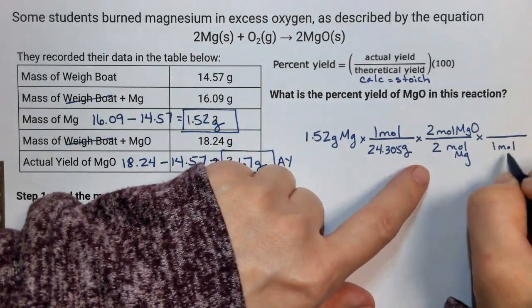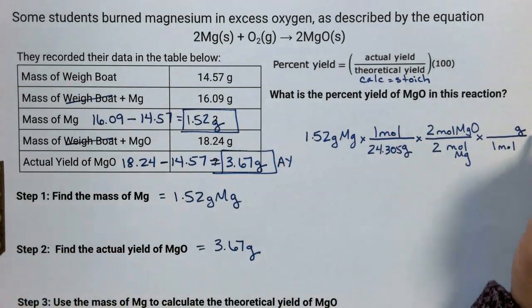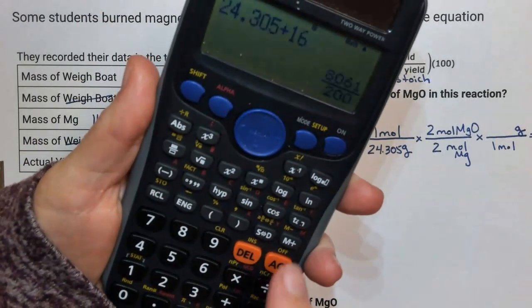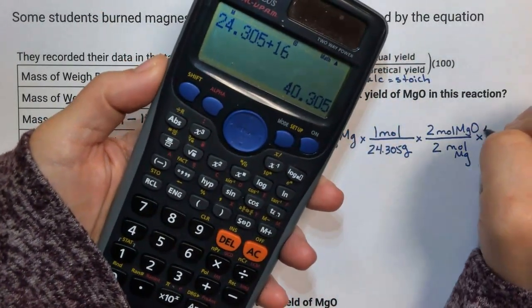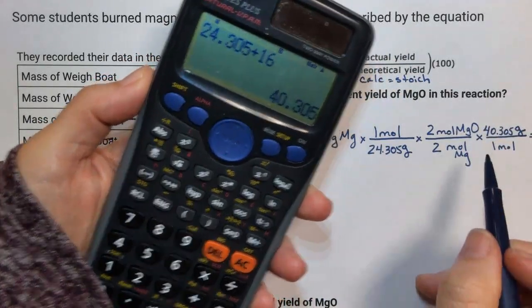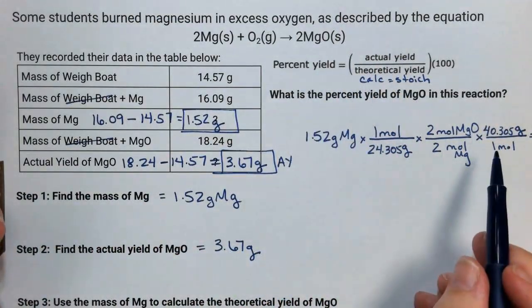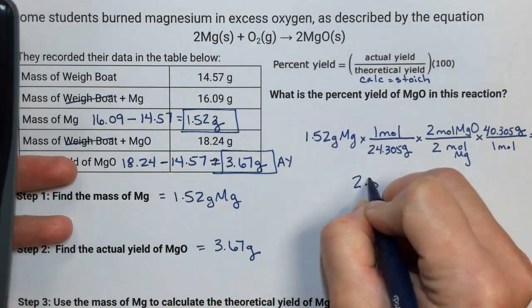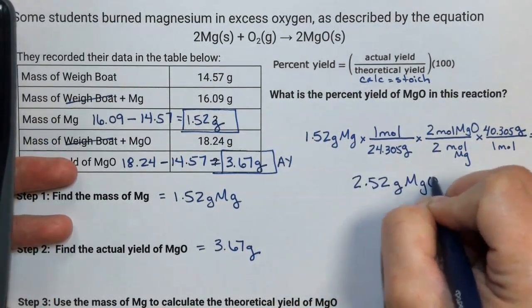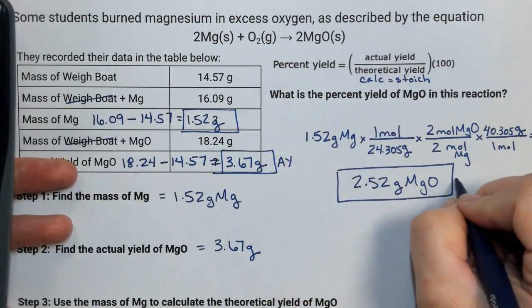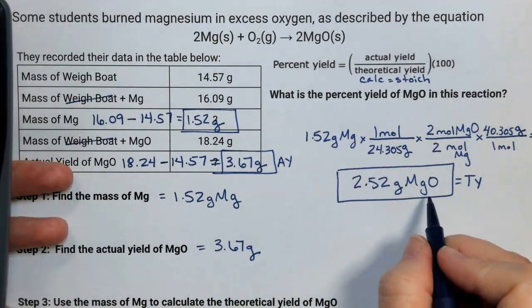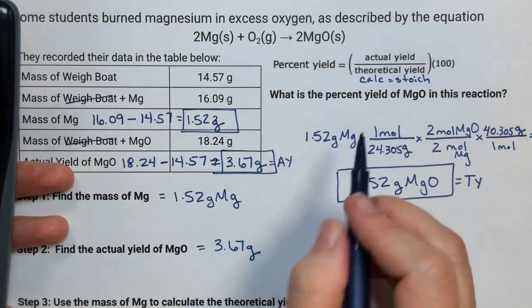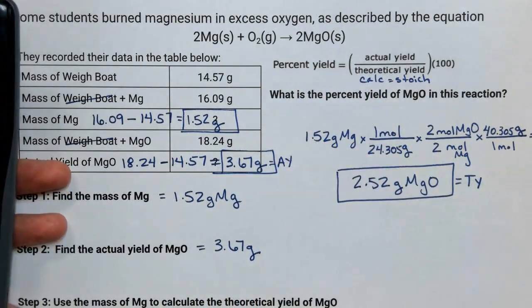bring down mole of magnesium oxide, and now I can go to the periodic table and get the mass of Mg plus O, which is going to be 40.305 is the mass of magnesium plus the oxygen. So now I want to calculate the answer that I get from this, and that's going to get me 2.52 grams of magnesium oxide. That is the theoretical yield of magnesium oxide, and this is the actual yield of magnesium oxide. So now that I have the theoretical and I have the actual, I can calculate the percent yield.